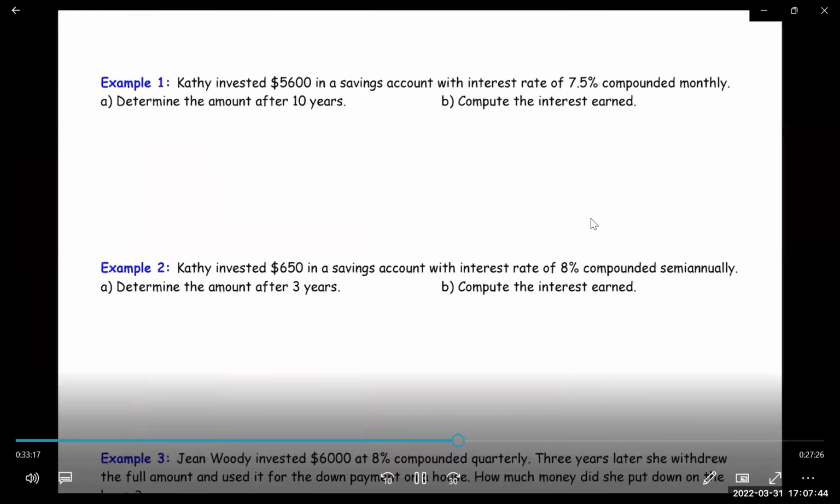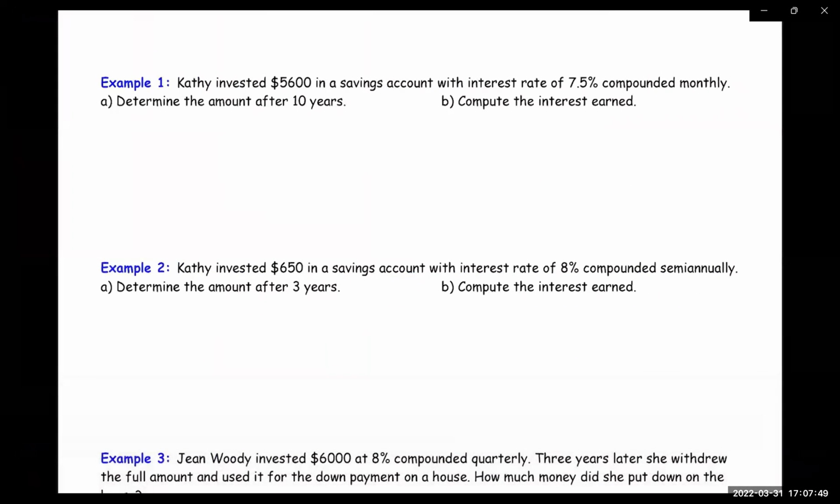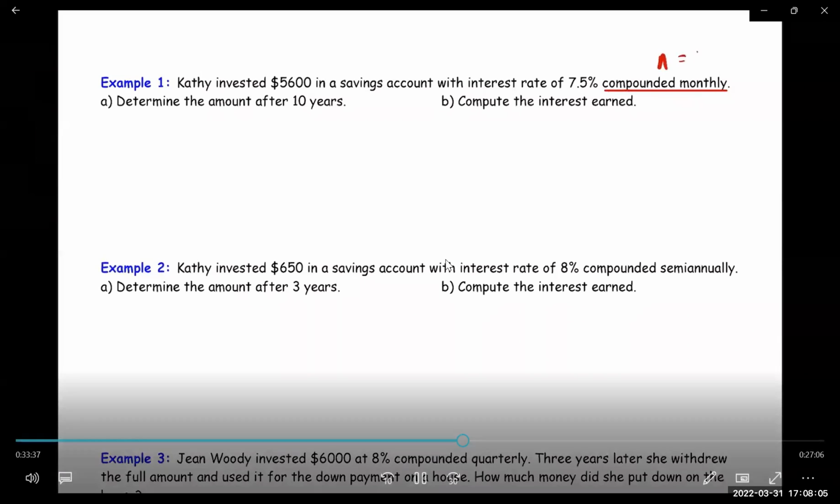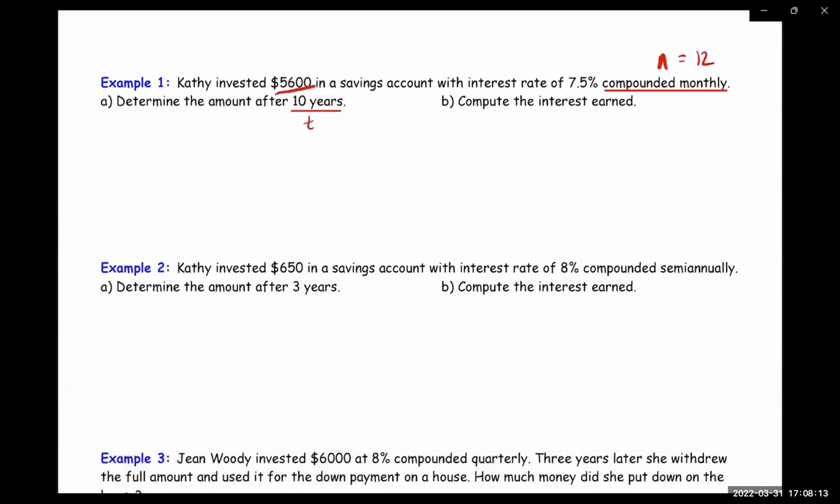All right, so now let's try it. Kathy invested $5,600 in a savings account with interest rate of 7.5% compounded monthly. So there's the keyword. Monthly, that means N equals, anybody know what N would be? 12. Yeah, 12. Determine the amount after 10 years. That's your T. This is your P. This is your R. But remember, convert that to a decimal.